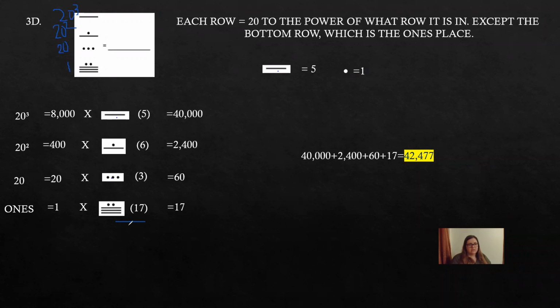So your 17 times your 1 is going to be 17. 3 times 20 is 60. 6 times 20 squared is 2400, and then 5 times 20 to the third power is 40,000. So when you add all these up, it's going to be 42,477.